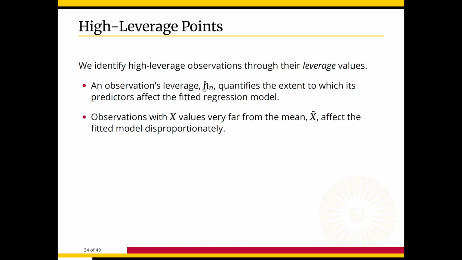And the diagonal of the hat matrix, the h sub n, so the hat matrix is going to be n by n, and the diagonal entries are going to be our leverages. So we get one leverage for each row of data, and that leverage tells us how extreme the predictors are relative to the rest of the X data that was used to fit the model.